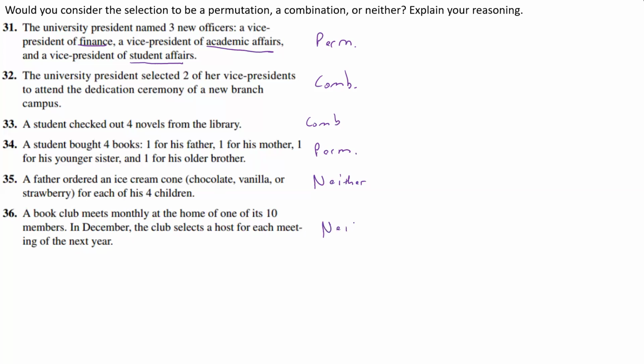Now, this one almost could be a combination because we're choosing it. But in this case it's going to be the home of its 10 members. We've got 12 meetings next year, and so all of a sudden we're going to have two extra things we need to choose from. And so this one is neither because we don't have enough information here. Because if we only have 10 people, we have 12 meetings to select from. That's going to have a little bit of an issue there.